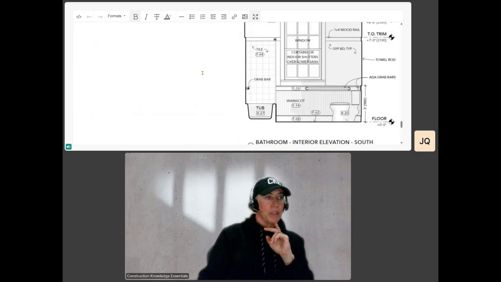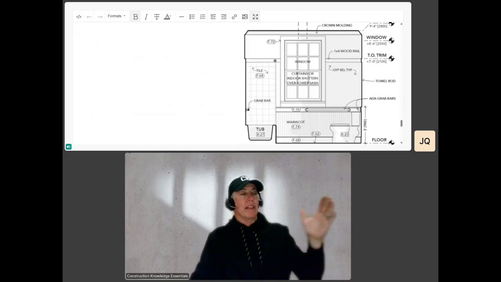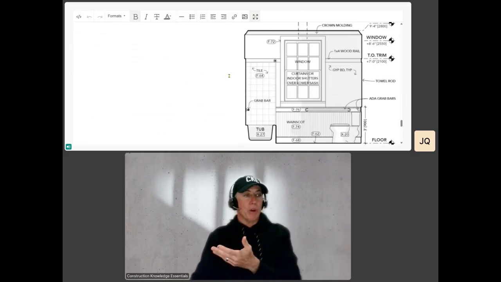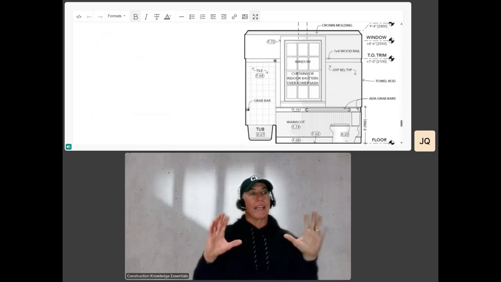And that's what we're going to see. There's the window, dead ahead. If I look to my left is the shower, and I look to my right is the commode, toilet. And again, it gives me that understanding of what's happening.